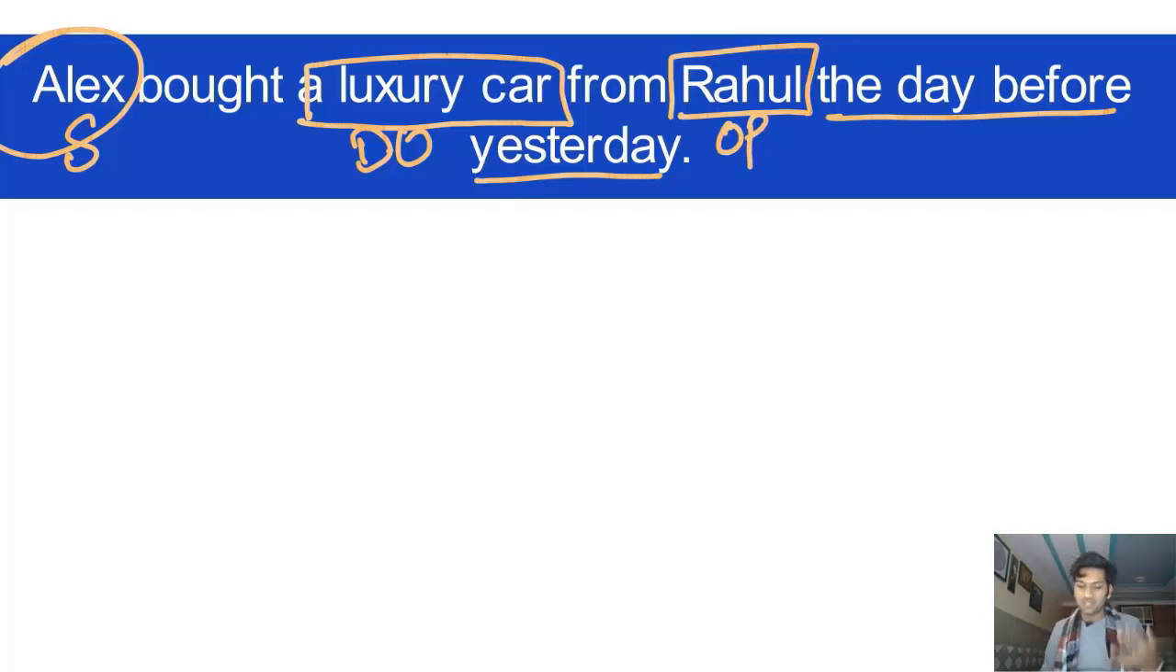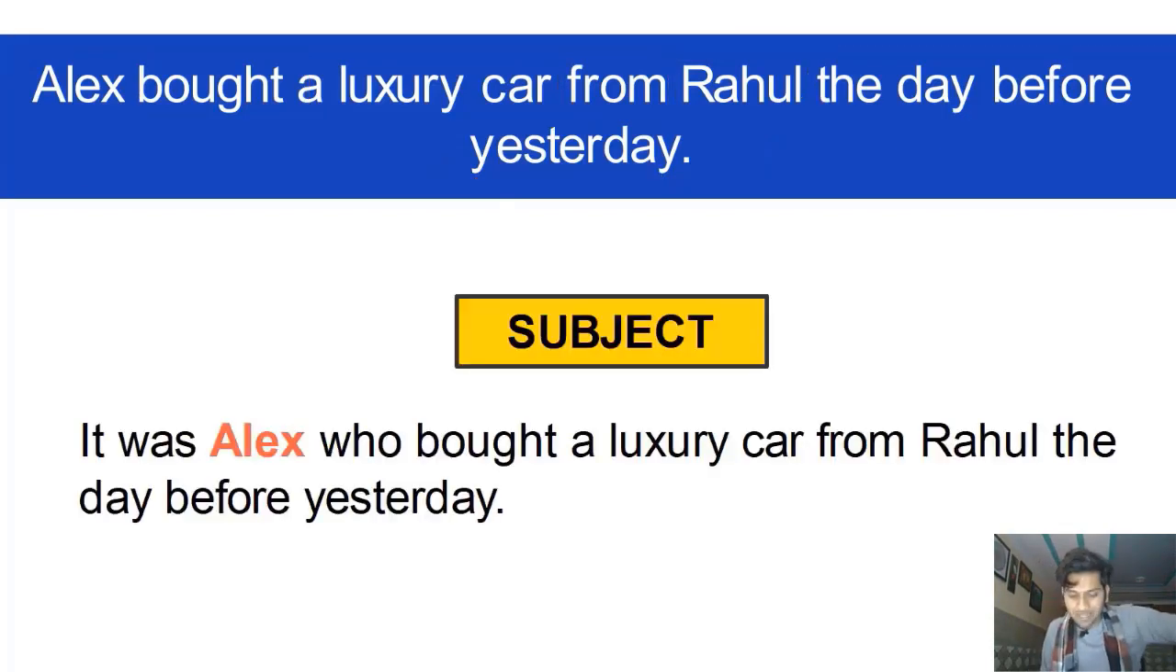All right. Now, if you want to focus on the person who performed this action, which is Alex, you can do that. You can say, it was Alex who did that. It was not somebody else. Let's suppose you're saying John bought a luxury car from Rahul the day before yesterday, and I'm correcting you, or I'm just focusing on Alex. It was Alex who bought a luxury car from Rahul the day before yesterday.